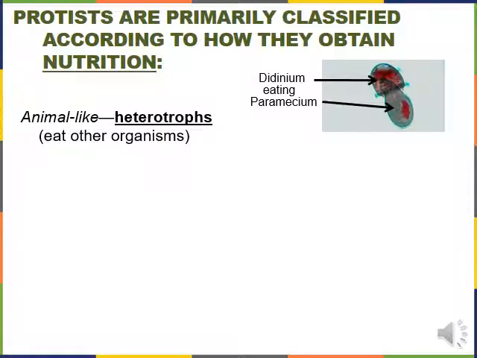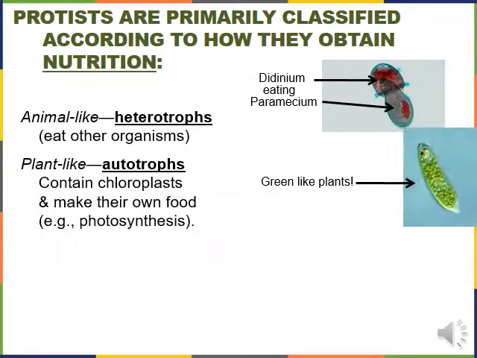Or we might think of them as being more plant-like. When we think about plant-like protists, we classify those as autotroph or autotrophic. They actually contain chloroplasts and make their own food via photosynthesis, so they're green in many cases.